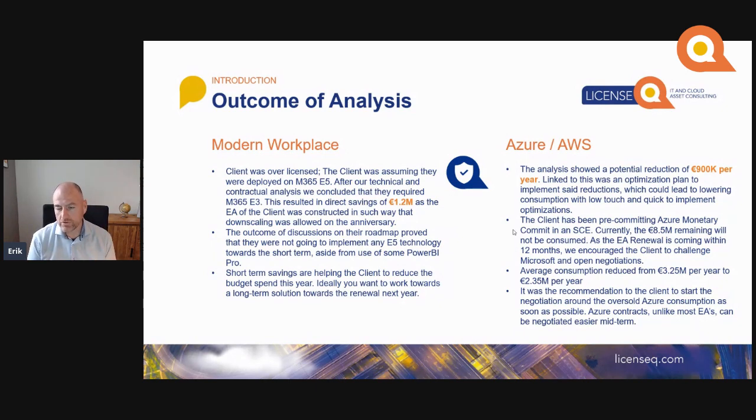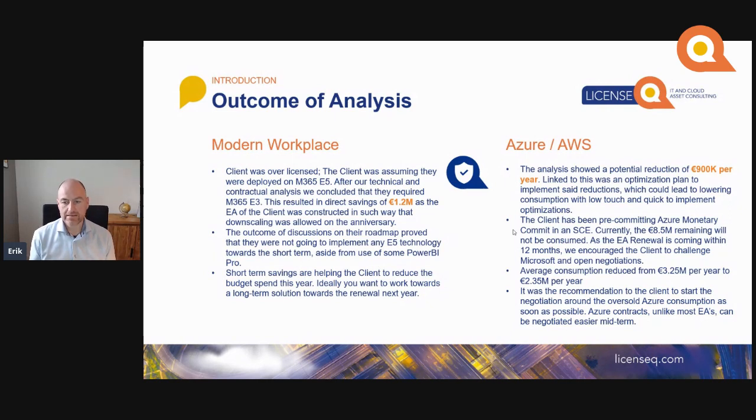They were consuming 3.25 million per year, and now after our migration advice, they are actually migrating to it now. It's 2.35 million a year. So that's also a success story. We're very happy with that.